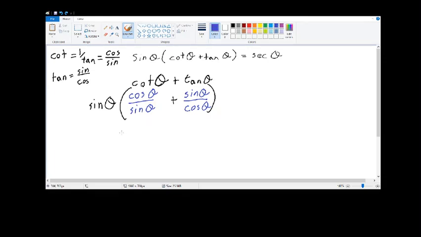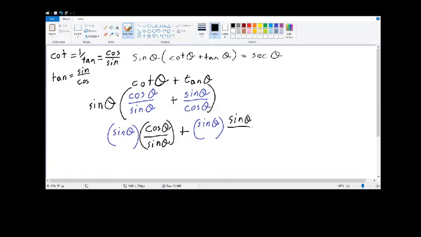So in this case, with the action of distribution, we would be multiplying sine theta by cosine theta over sine theta. And then we are adding this to the multiplication of sine theta times sine theta over cosine theta.